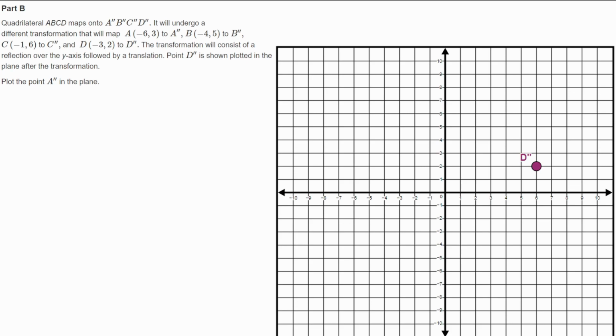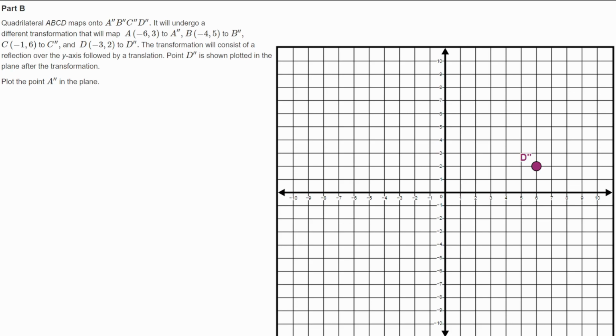I know I don't have it on my screen, and I'll explain why that isn't necessarily needed in a moment. But it says it will undergo a different transformation that will map A to A prime, B to B prime, C to C prime, D to D prime. Now I've already messed up. This should be A double prime, B double prime, C double prime, D double prime. I apologize about that. The transformation will consist of a reflection over the y-axis followed by a translation.